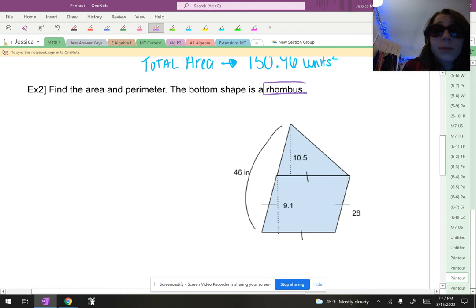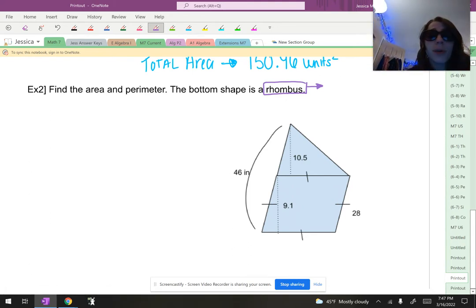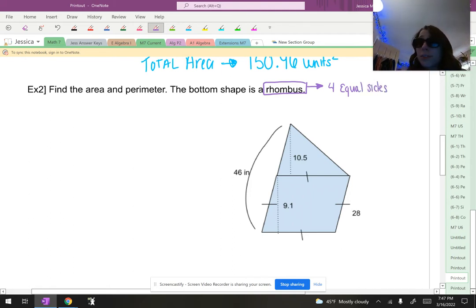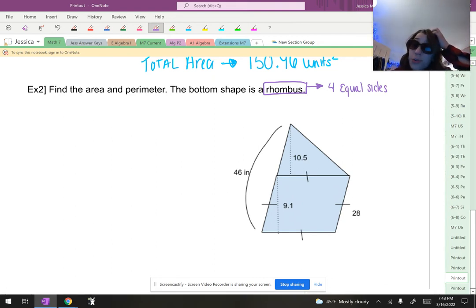A rhombus we have for the bottom shape. You should be thinking in your brain, what do you know about rhombuses? Rhombi, I think, is the plural instead. But okay, so a rhombus, maybe you're remembering or looking up in your notes from the other day that a rhombus has 4 equal sides. And luckily for you, even if you didn't remember that, they do tell you that actually in the diagram.